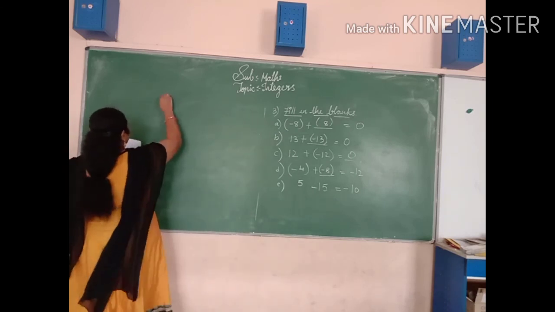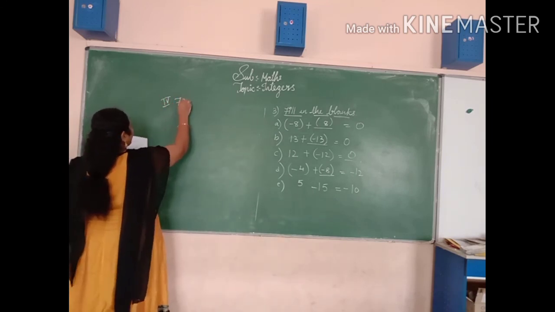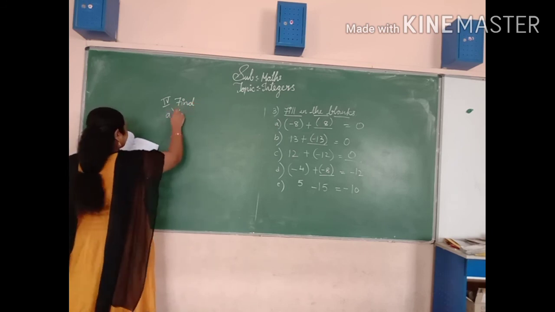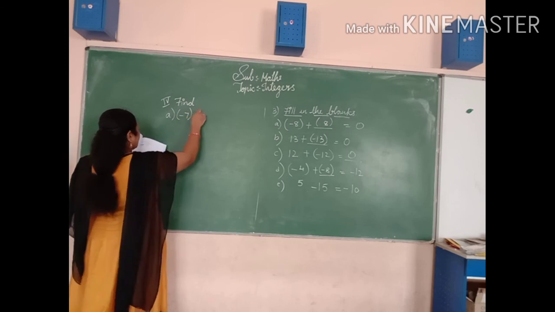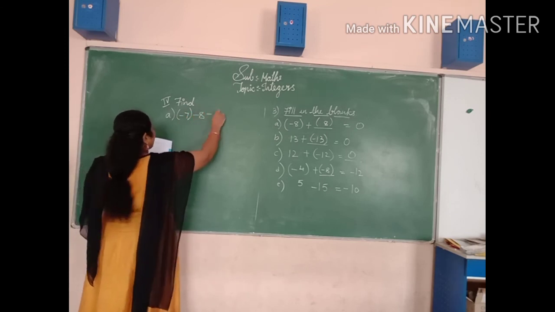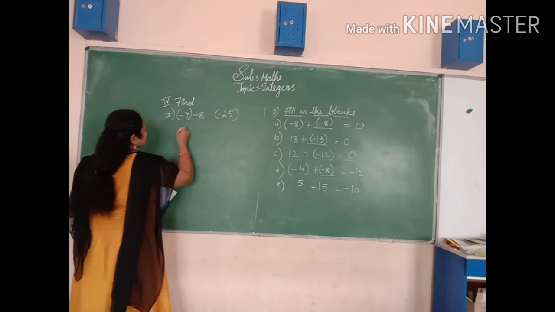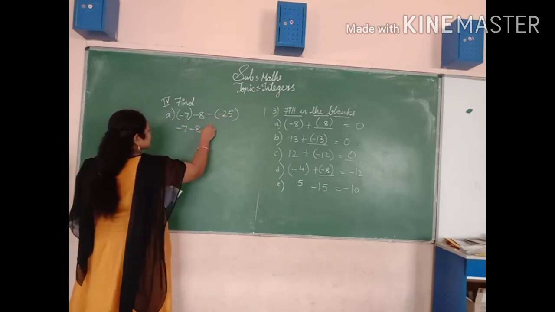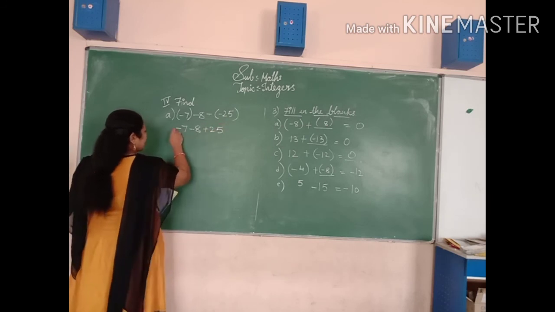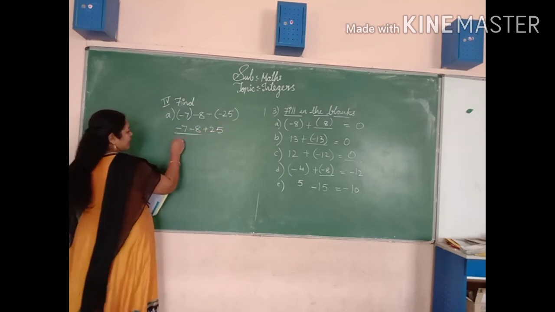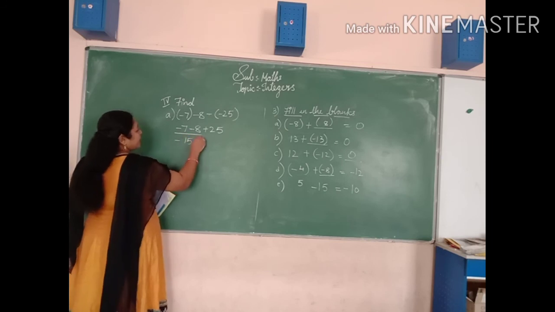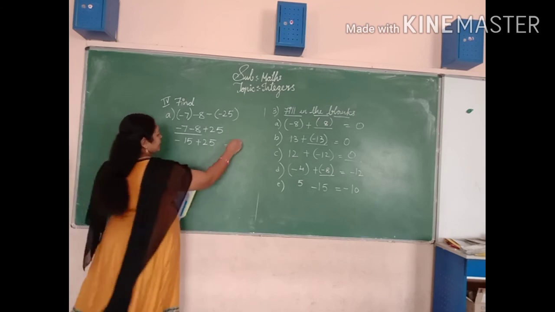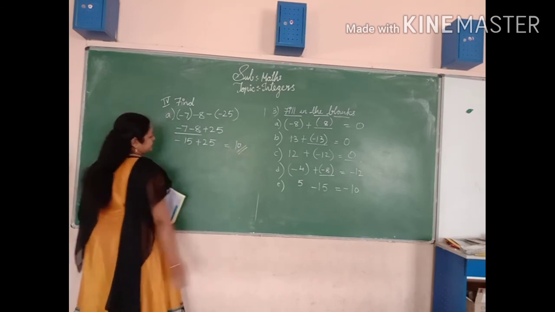Look at your fourth one. Find A, minus 7 minus 8 minus 25. So it is minus 7 minus 8 minus, minus plus 25. Take these two. Okay, it is minus 15 plus 25. Therefore your answer will be plus 10.